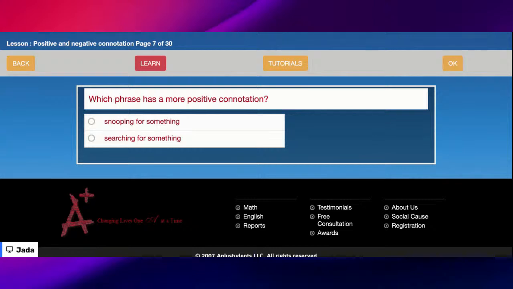Then we have positive: snooping for something or searching for something. Which is more positive? Is it when you're snooping for something or when you're searching for something? So which one? More positive. So it's more positive when you're searching, yeah. When it's positive, it's like you're searching for something.